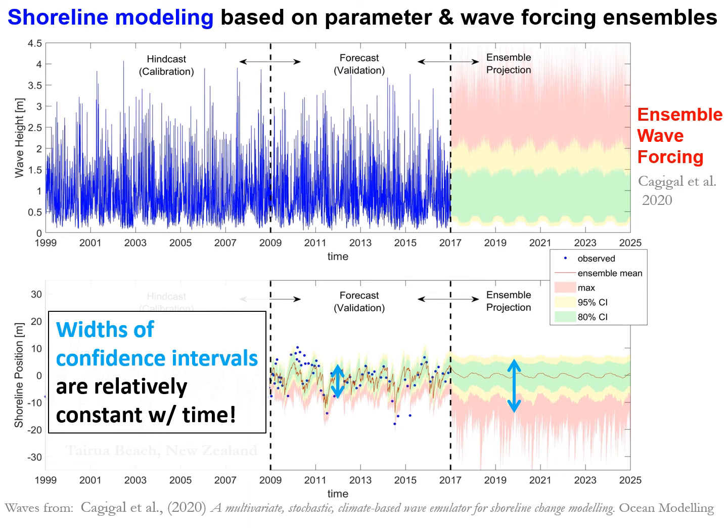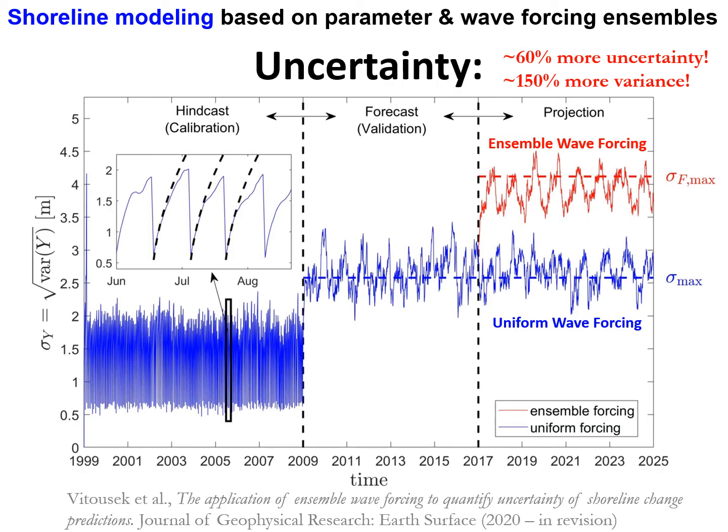One thing that we noticed here was that the widths of these confidence intervals in blue are relatively constant with time. And you can see this even better when you look at the standard deviation or the square root of the variance of that ensemble over time for these different periods. Here you can see that the variance of the model in blue of the uniform wave forcing, it oscillates back and forth, but it has a relatively constant background value. And the same thing with the ensemble wave forcing simulation in red, has a higher value of the uncertainty during the projection period, as is the case because we're running it with a time series of ensemble wave conditions. Has a higher value of the uncertainty, about 60% more uncertainty, or if you square those values, it's about 150% more variance.